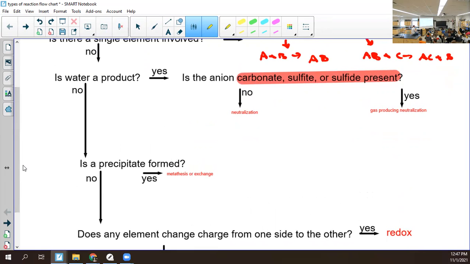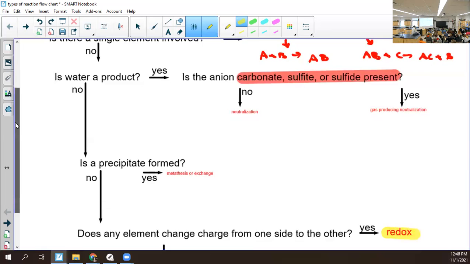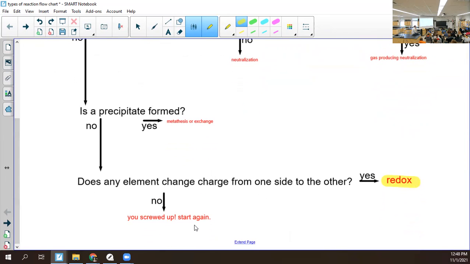I forgot how it ended. It's a good ending. You'll see. All right. 99.999% of ours will end here, this bottom one is extremely rare. But it says, does any element change charge from one side or the other? If that is a yes, then it's redox. There are some that don't have single elements that have a redox reaction, but they're extremely rare. Okay, now the no, if you got no to every question, then you did something wrong. There's no other option.